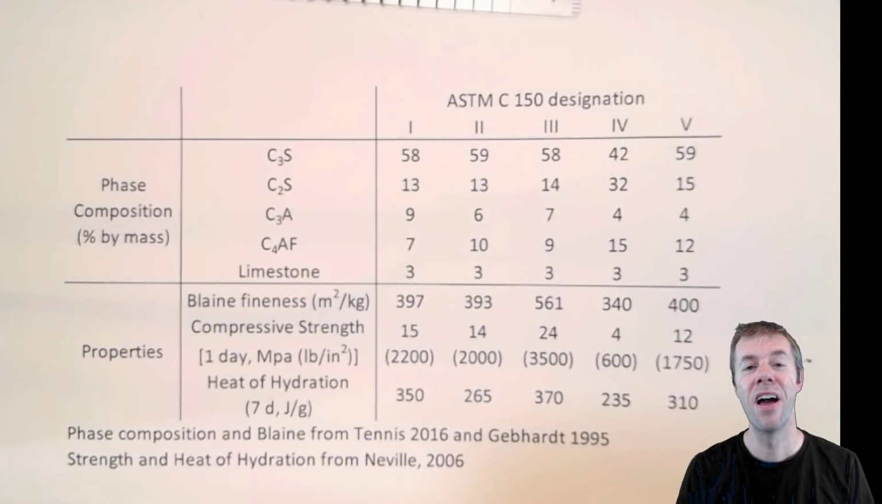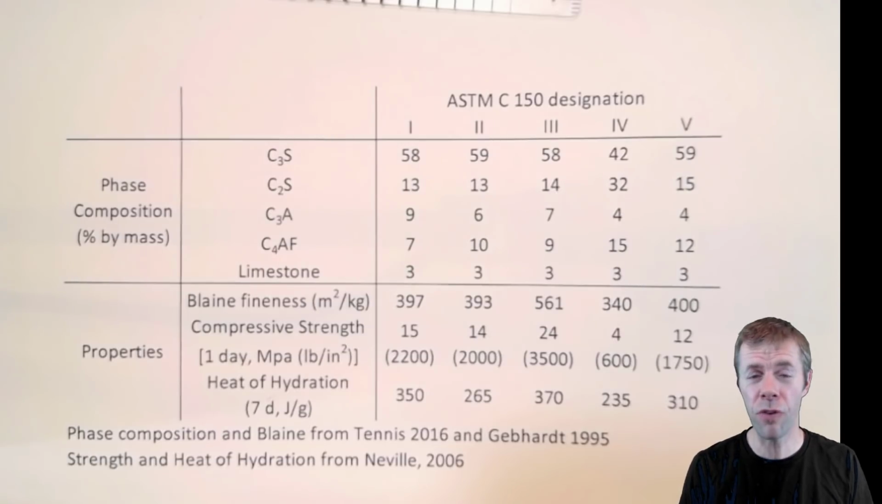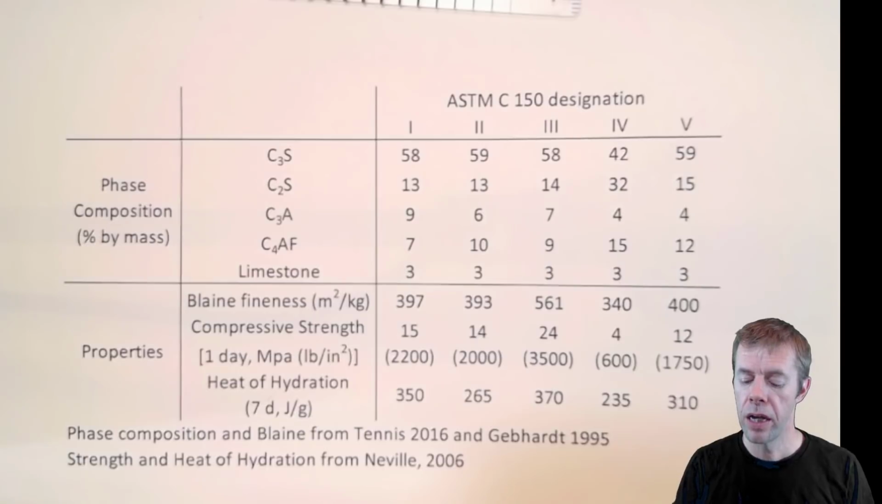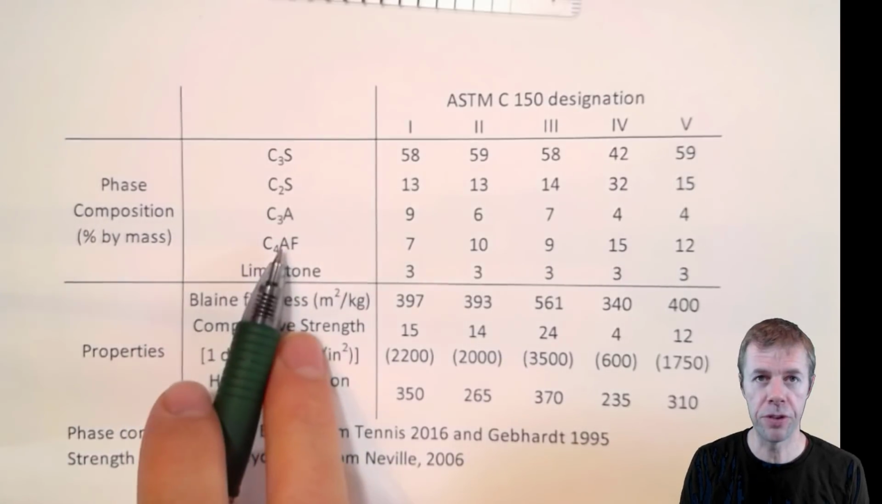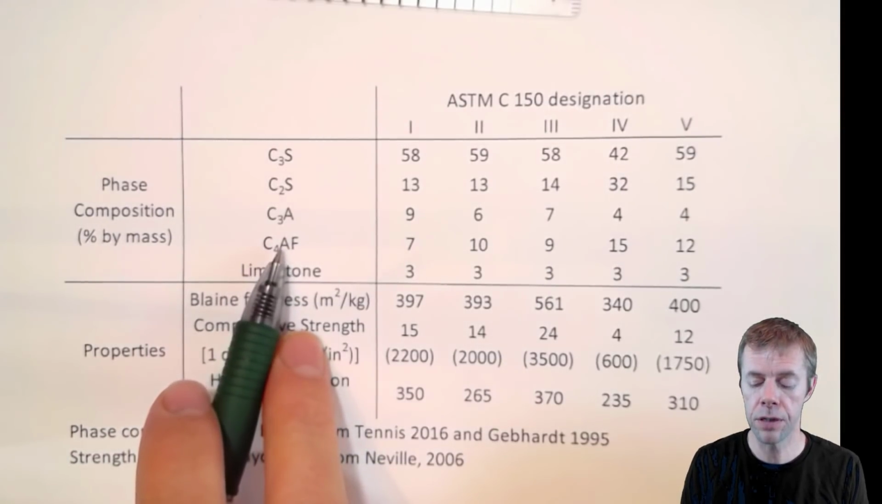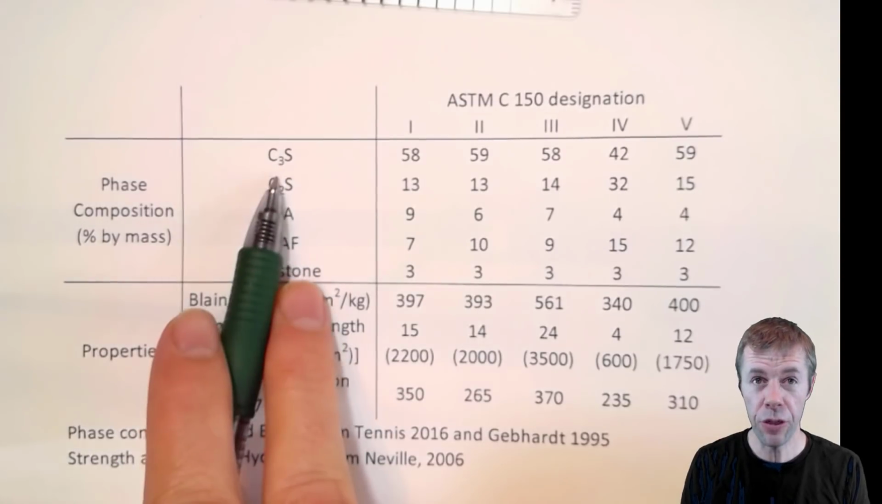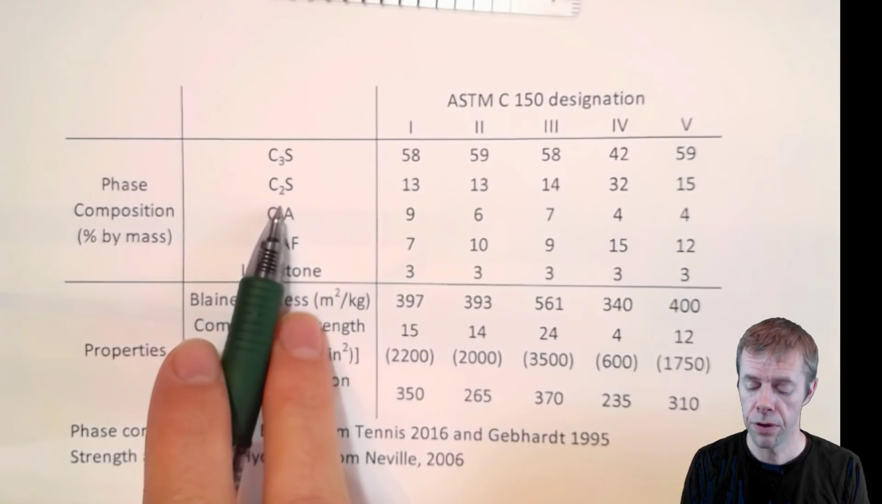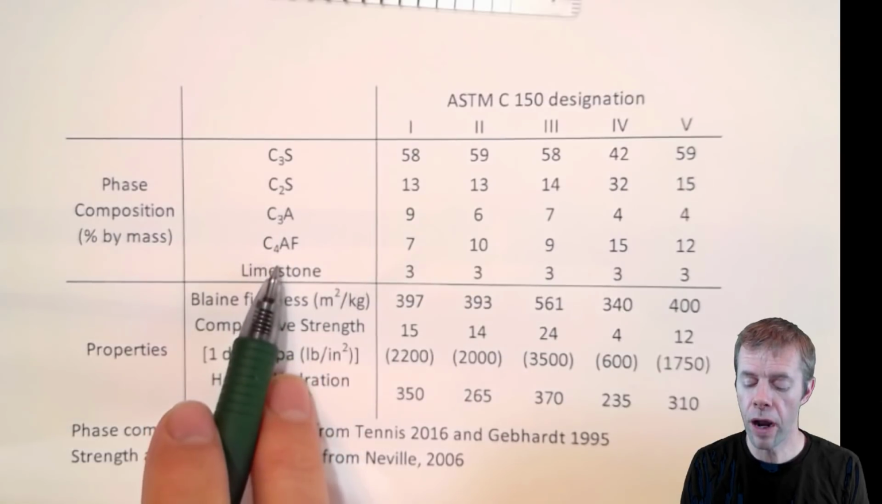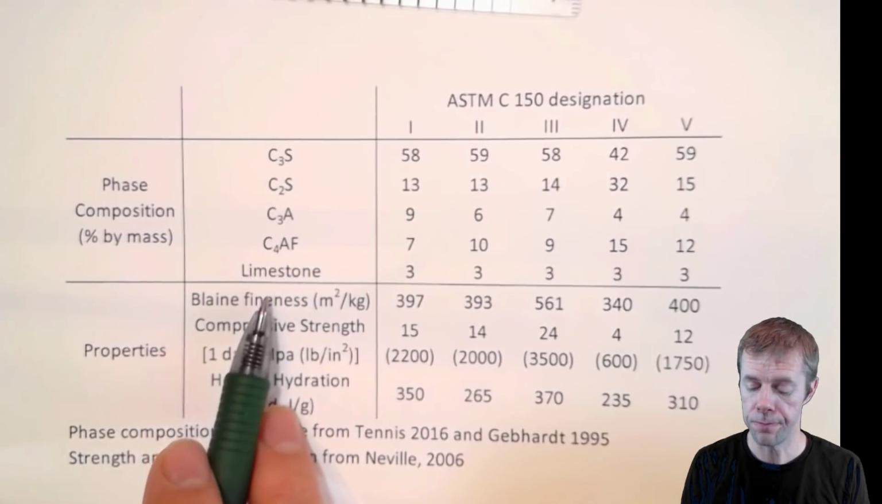This table shows the different types of ASTM C150 cement, and it shows typical average compositions done from a survey from a lot of different cement plants. This isn't from one cement plant. This is an average of a whole bunch of them. We're going to be talking about, first, the different phase compositions. Now, I've talked about these previously. C3S, C2S, C3A, C4AF, and then limestone.